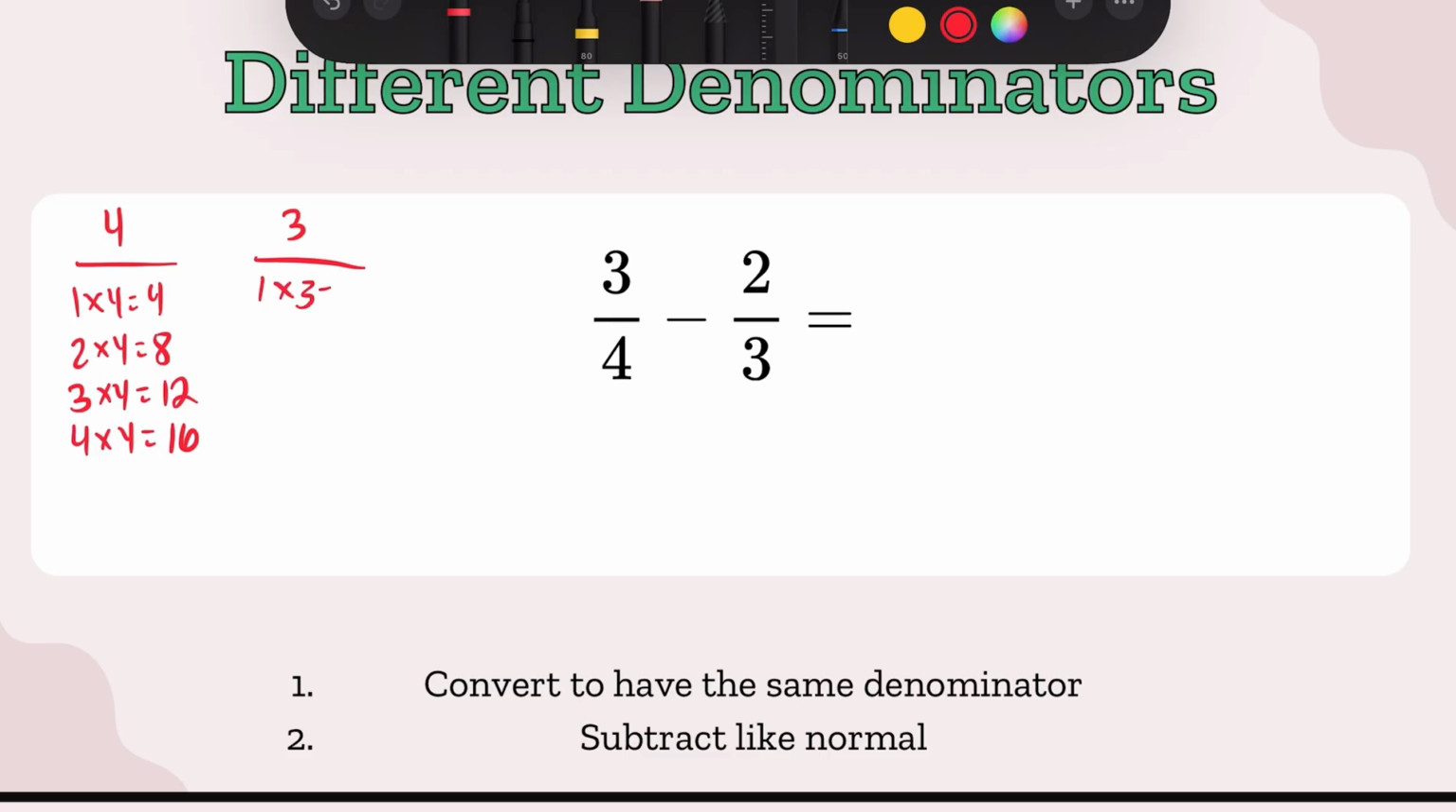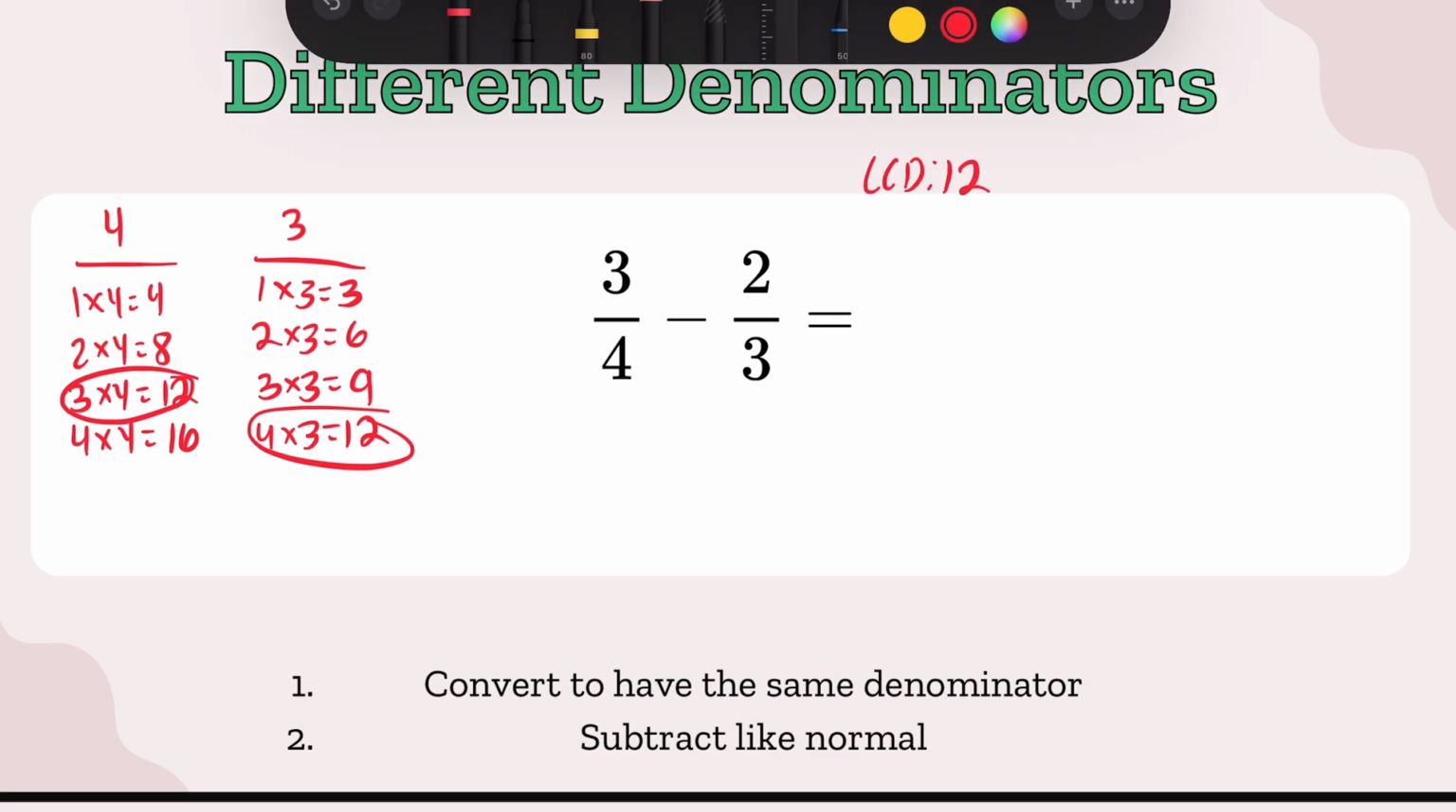1 times 3 equals 3. 2 times 3 equals 6. 3 times 3 equals 9. And 4 times 3 equals 12. As we could see, our least common denominator is 12. So we're going to write LCD is 12.